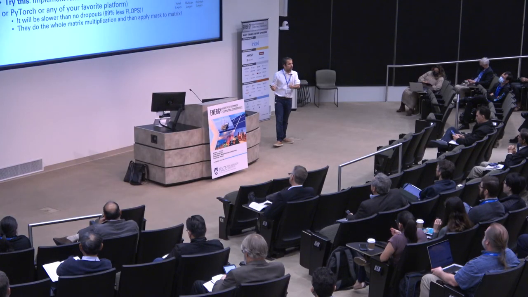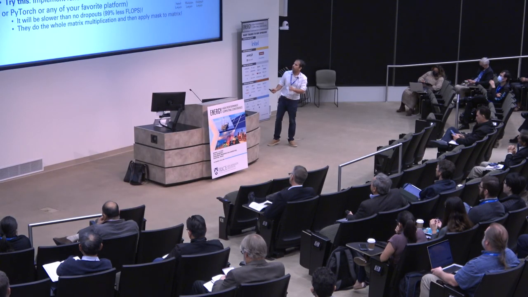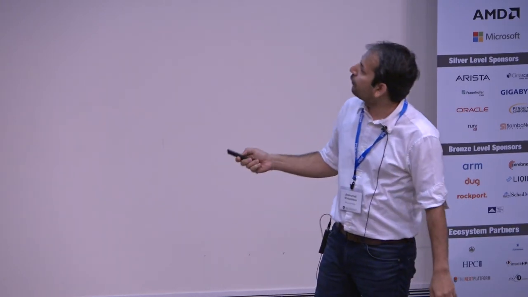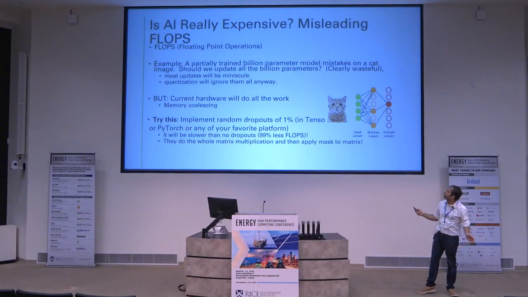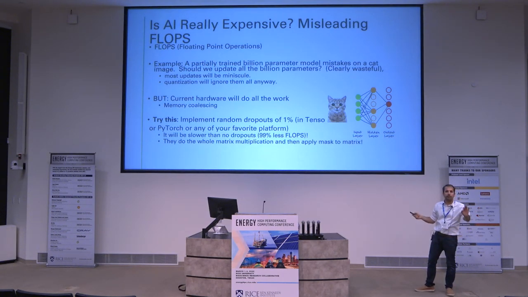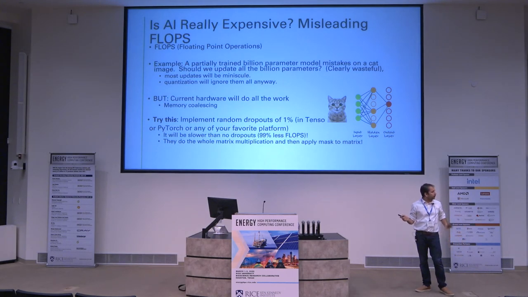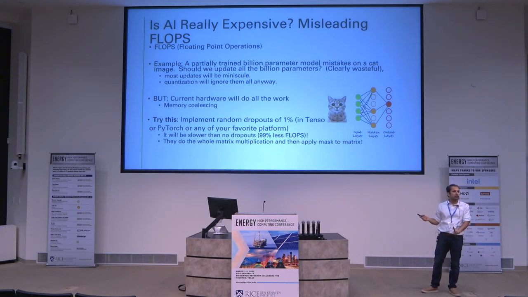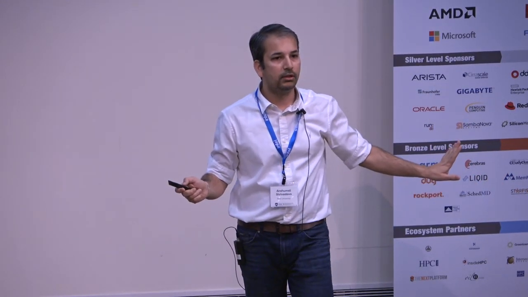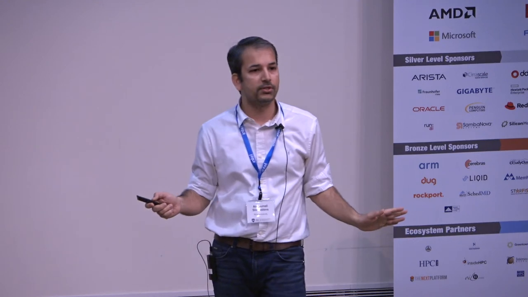If you want to see the real impact of this, try this. Implement random dropout. Dropout is a technique in which you randomly forget a fraction of the network. Take your favorite language, TensorFlow or PyTorch, or whatever framework you are using, and do 99% dropout, or just 1% activation. Now we know you're throwing away 99% of the computations randomly. Don't worry about accuracy right now.